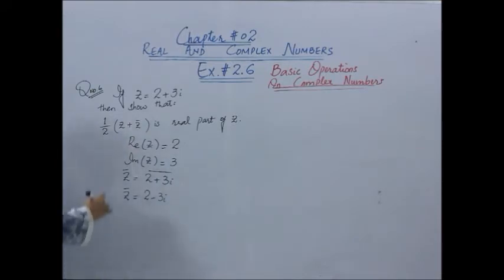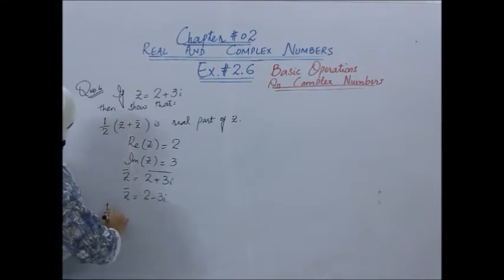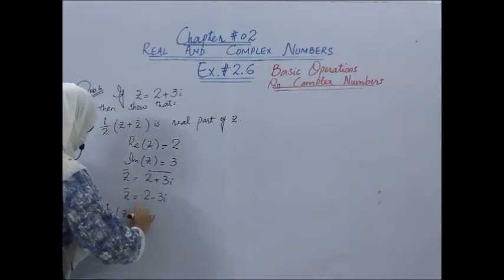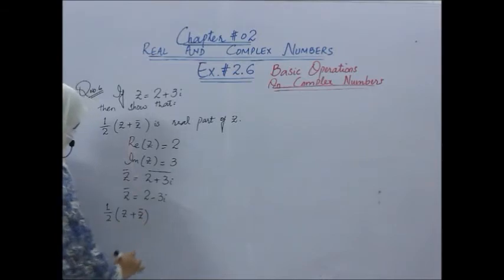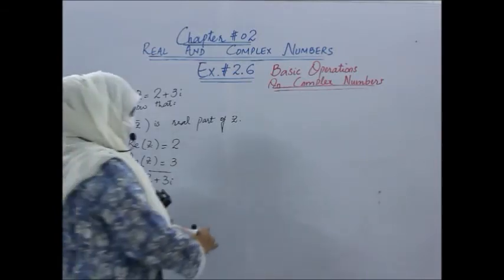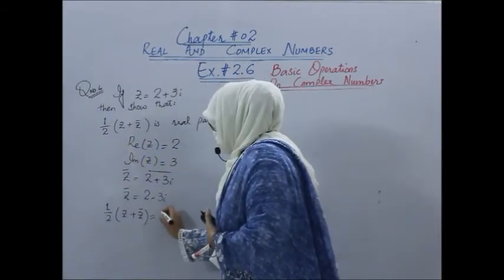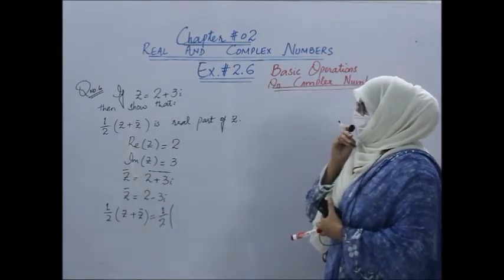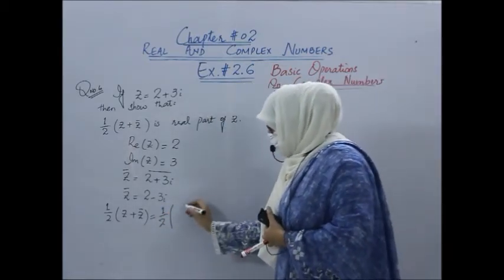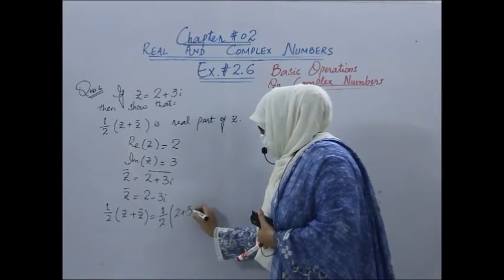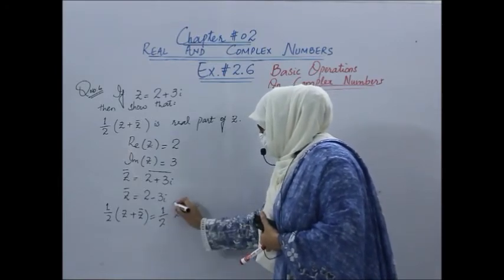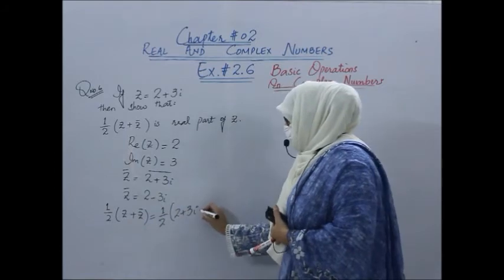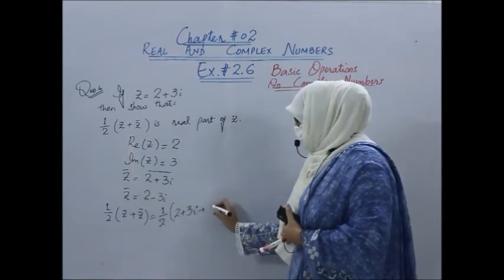Fine. Now what we will do? We will find out this, 1 by 2 into z plus z bar. So now what we have to do? Just we have to put the given values. That is 1 by 2. What was the value of z? 2 plus 3 iota. And what is the value of z bar? That is 2 minus 3 iota.